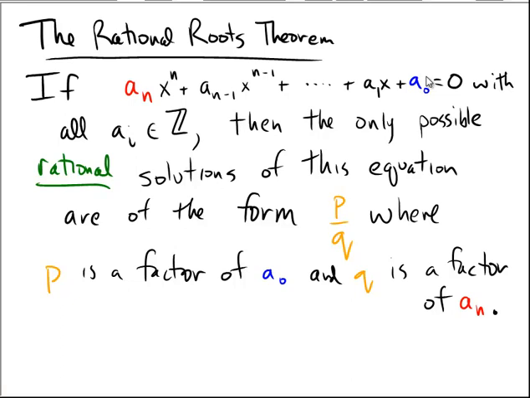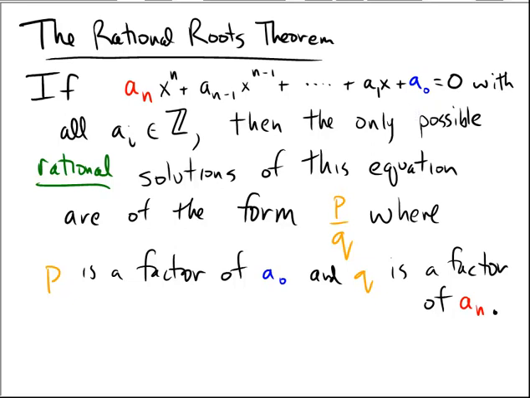Let's remind ourselves of the rational roots theorem, which says that if a_n x^n + a_(n-1) x^(n-1) + etc. down to a_1 x + a_0 = 0, with all of the coefficients coming from integers, then the only possible rational solutions of this equation are of the form p over q, where p is a factor of the constant term and q is a factor of the leading coefficient of the polynomial.